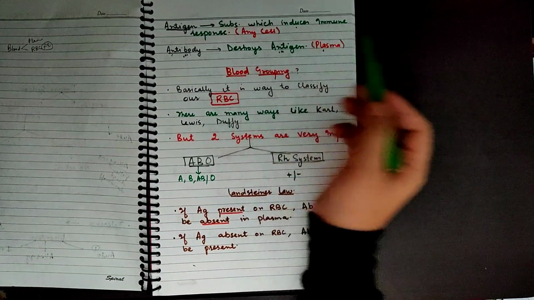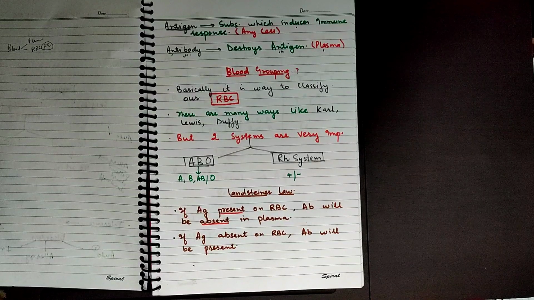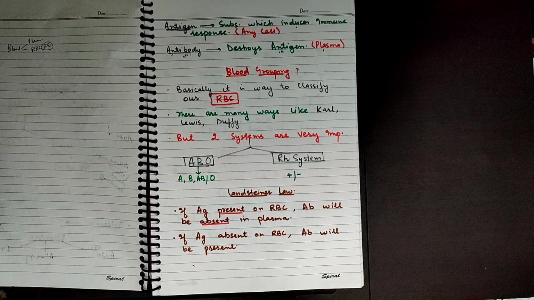Let me give an example to understand this antigen and antibody. Every human, every species has its own antigens. Every animal has its own antigens. If we take cells of one human and put inside the body of another human, those cells will be acting as antigen and the immune system of the recipient will try to destroy them.